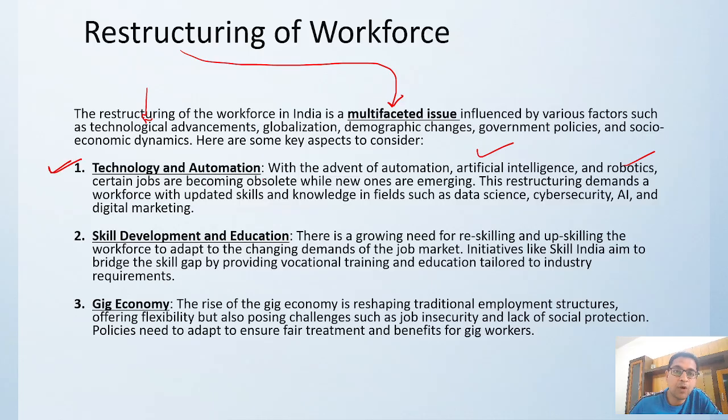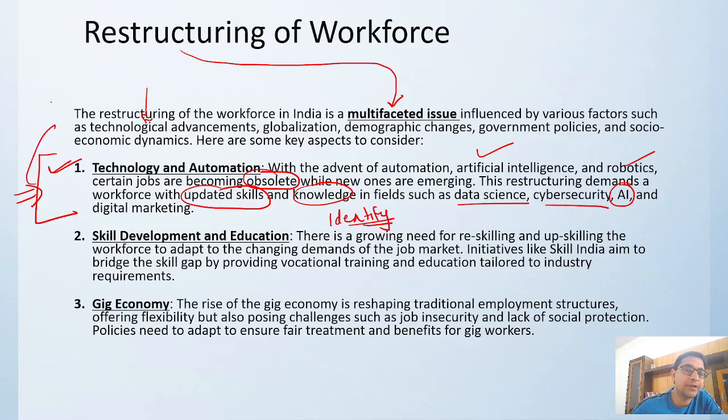If you are not dealing with this, because they have already removed obsolete technologies, artificial intelligence and robotics, even doing surgeries right now. So we have to identify the real demand of the workforce. We need to update our skills and knowledge in the fields of data science, cyber security, artificial intelligence, and digital marketing. We have to focus on skilling our people in these areas.